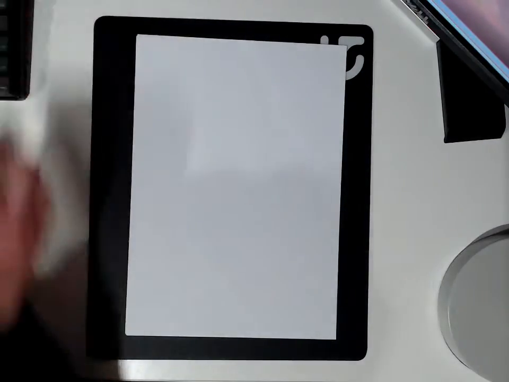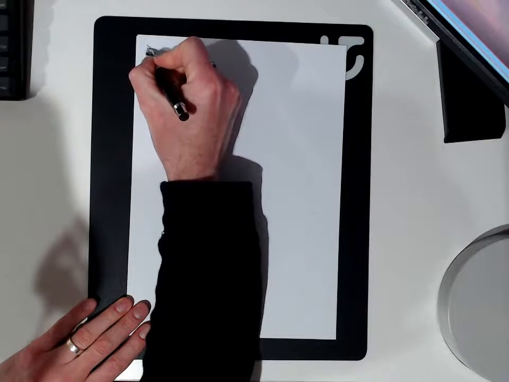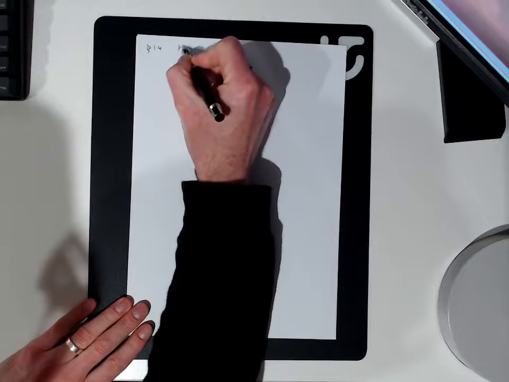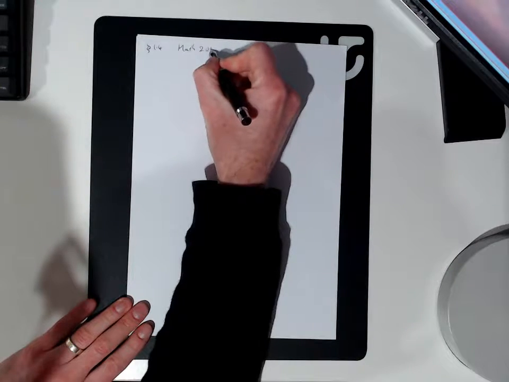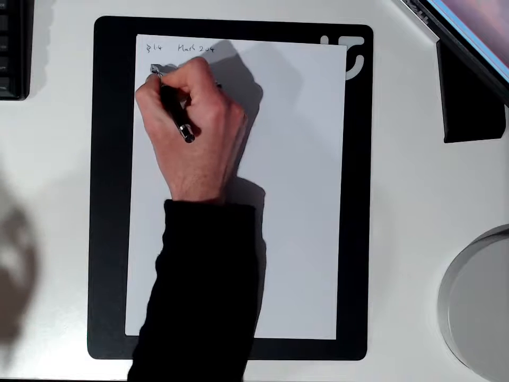Hello again. This is section 1.4, Math 204. Okay, so this section starts with Euler's formula.